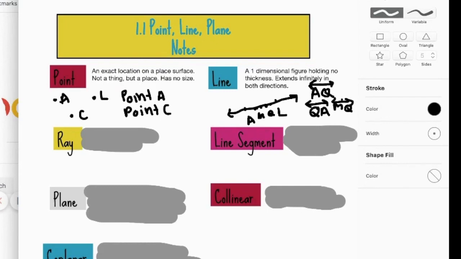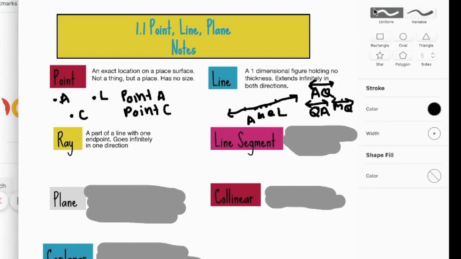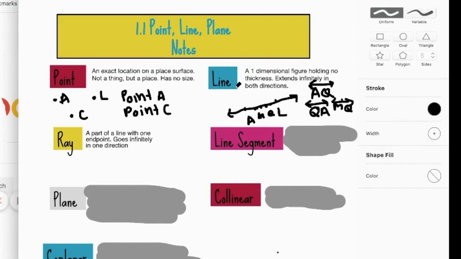The next type of figure we're going to talk about is called a ray. So a ray is a part of a line with one endpoint, and it goes infinitely in one direction. So let's take a look still at that same sort of line that we started with.